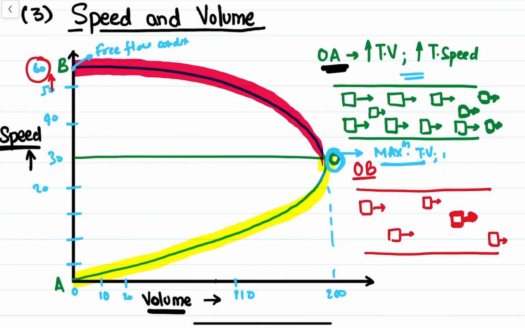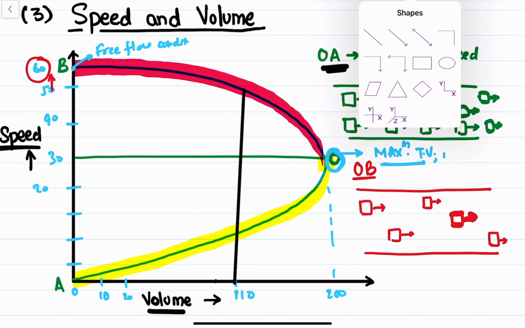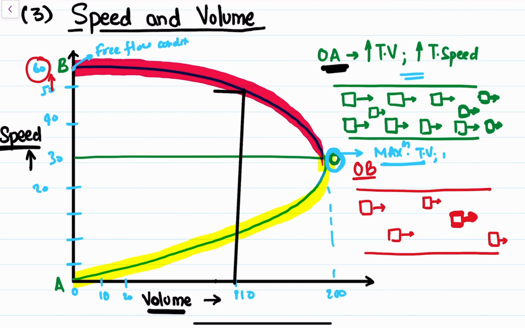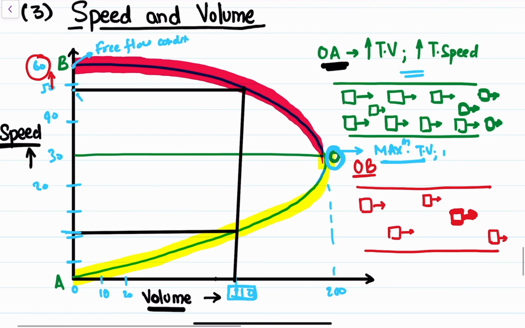Now, if you observe, for the same traffic volume value, we can get two different speeds, right? For the same traffic volume value, we can get two different speeds. We have one speed at this point and another speed at this point, right? While the traffic volume value remains the same. So let us understand how and when this can happen.